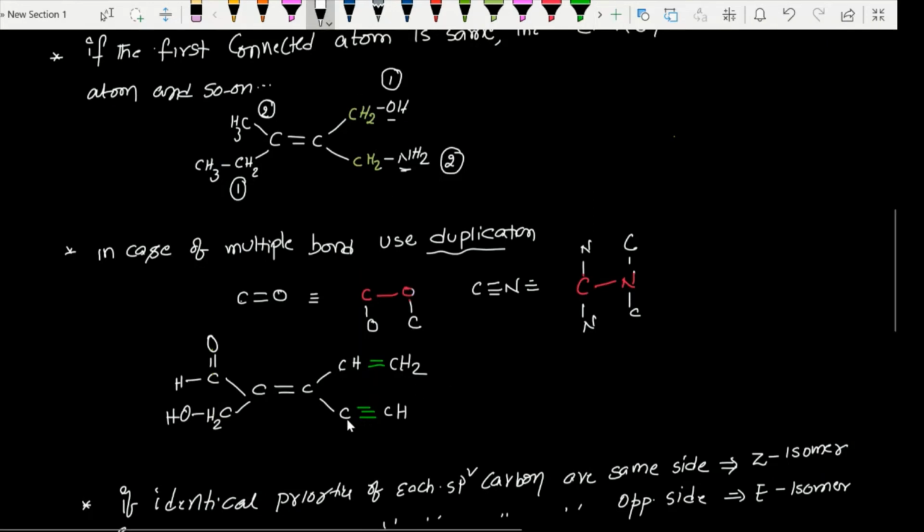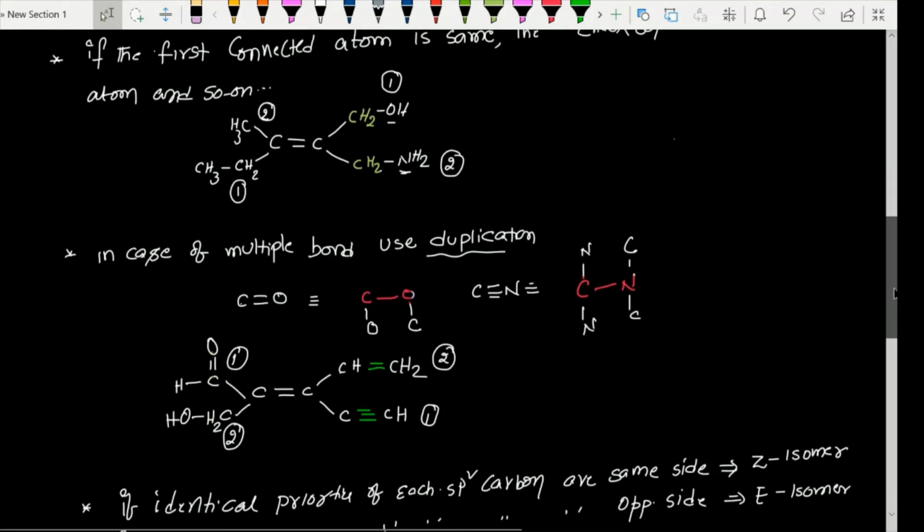As this carbon is connected with three carbons by duplication, we can consider this the highest priority, 1, and this is 2. This carbon is connected with oxygen, and this also is connected with oxygen. But by duplication, this is connected with two oxygens, we have to consider. So that's why this is highest priority 1, and this is lowest priority 2. So these are the three rules we can use to assign the priorities. After giving the priorities, we have to compare them.